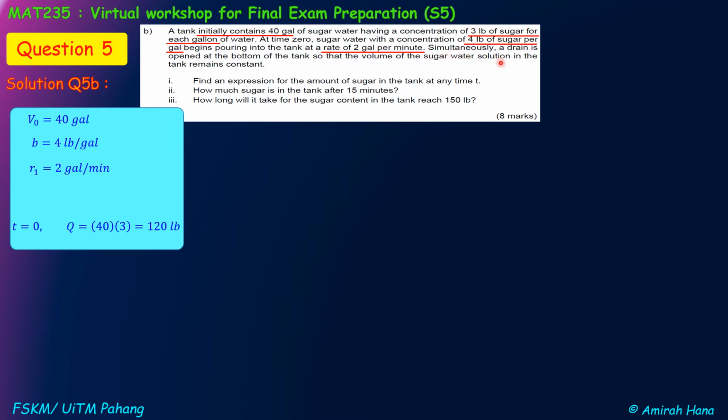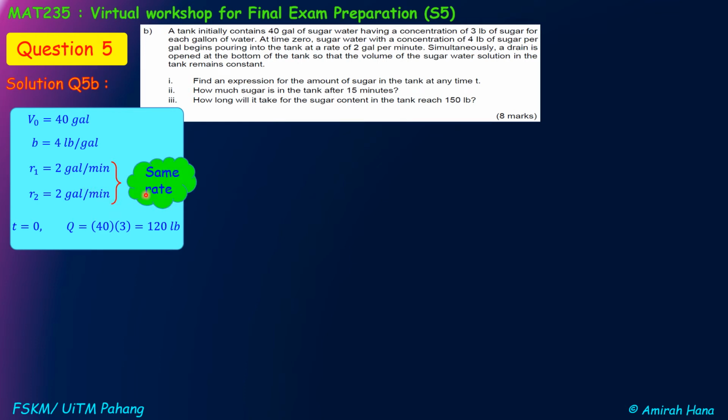Simultaneously, a drain is opened at the bottom of the tank so that the volume of the sugar water solution in the tank remains constant. From the words remains constant, it means rate in equals rate out. So R2 equals R1, which equals 2 gallons per minute. From this question, we can write this information. Look at this, we have the same rate.